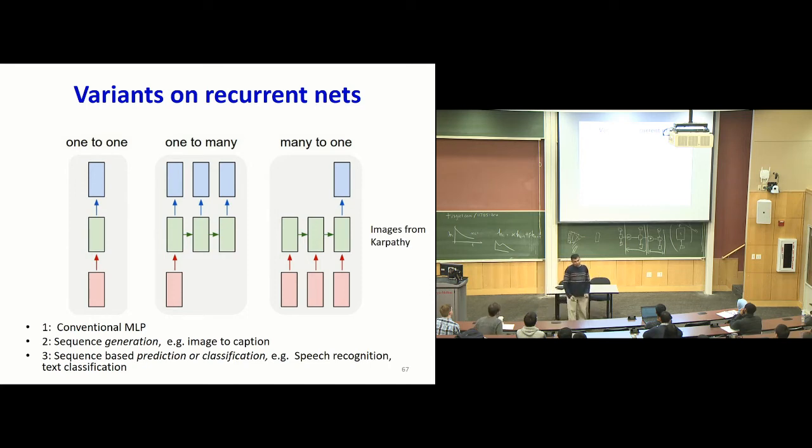Here's another recurrent network where you operate on a sequence of inputs and produce a single output when the entire sequence has been viewed. Speech recognition would be one example of that, where you look at the entire sequence of vectors and decide which word was spoken, right?